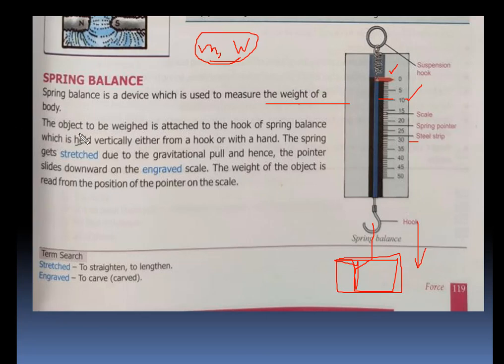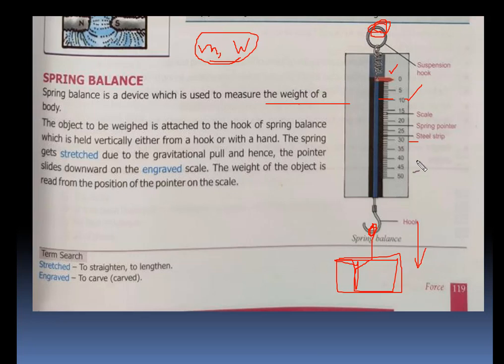The object to be weighed is attached to the hook of the spring balance, which is held vertically either from a hook or with a hand. Now here it is held vertically. Here is the spring balance. Now this is the hook of the spring balance. You are going to hang the object here whose weight you want to measure. The spring gets stretched due to the gravitational pull, and hence the pointer slides down on the engraved scale.